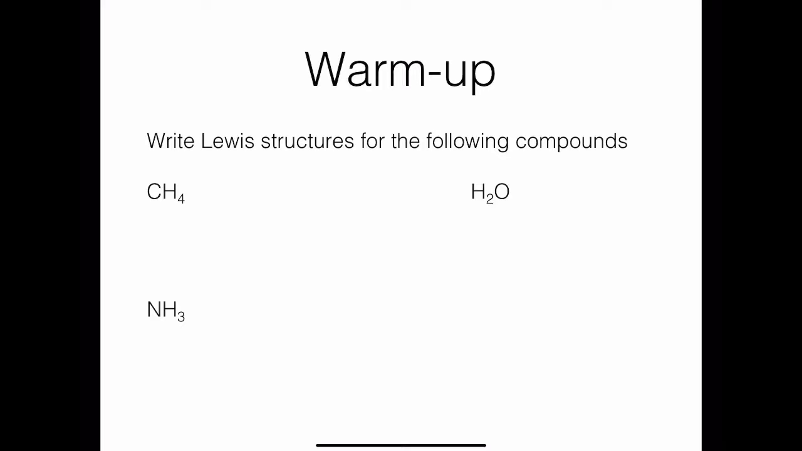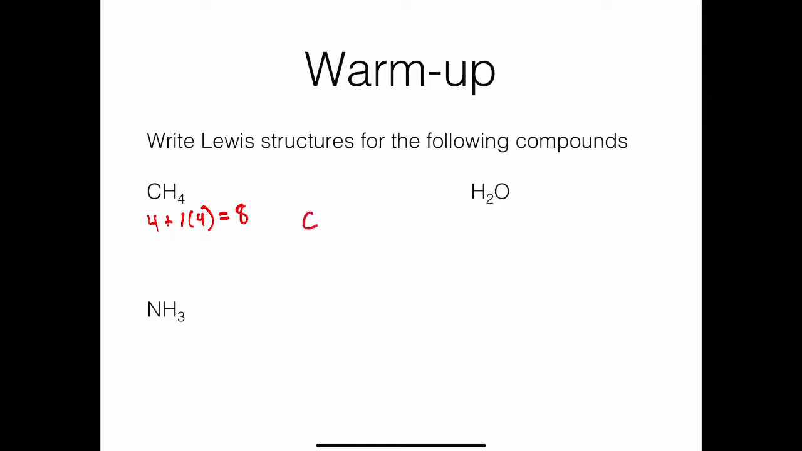Remember, when we look at Lewis structures, the first step is to add up all of the valence electrons that are contributed from each element. So carbon is in column 4, so it's going to contribute 4 electrons. Hydrogen is in column 1, but remember there are 4 in this formula, so we have to take that into account. This gives us a total of 8 electrons that need to be distributed throughout this compound.